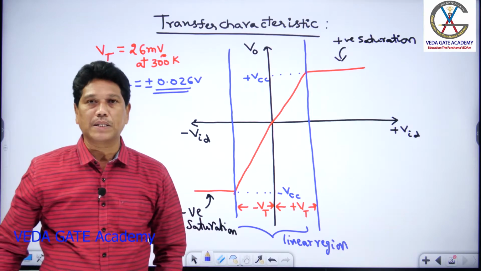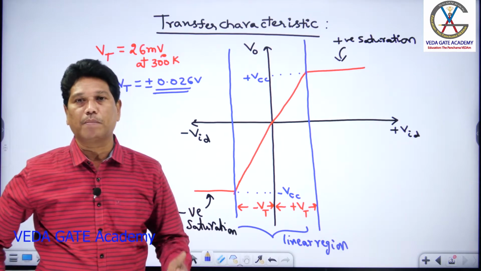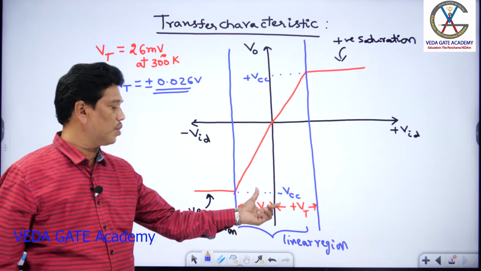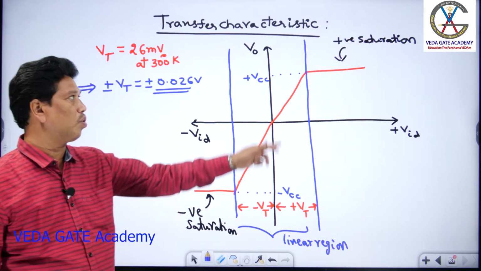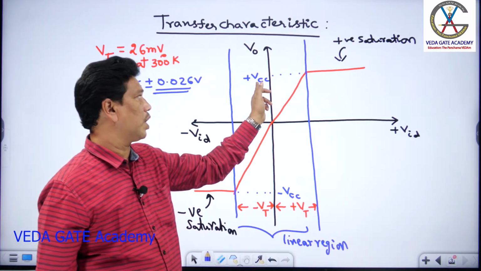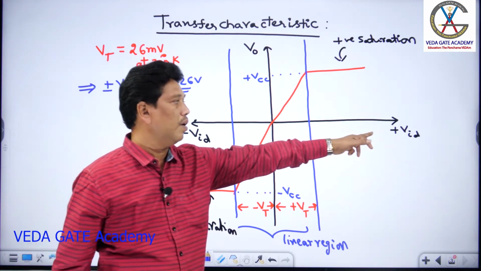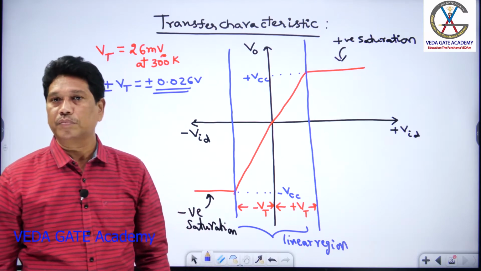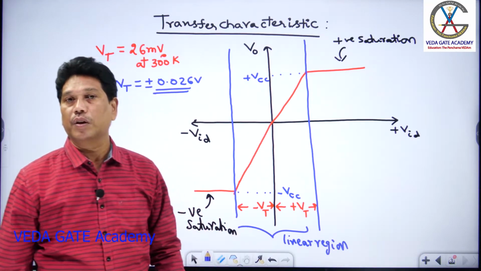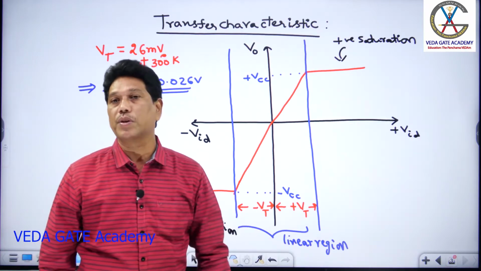But practically, how do we keep VAD negligible? That is done with the help of virtual ground. With the help of virtual ground, we can keep the op-amp in linear mode. If this linear region is crossed, the op-amp goes into saturation mode. In saturation, the output is clamped at either plus VCC or minus VCC, depending on VAD. If VAD is positive, the output is fixed at plus VCC. If VAD is negative, the output is clamped at minus VCC.